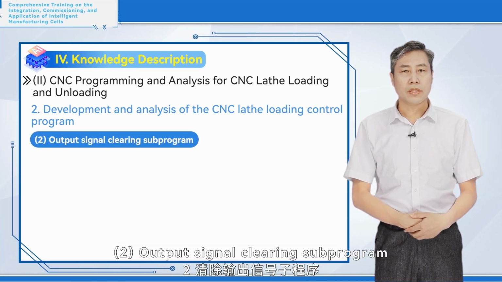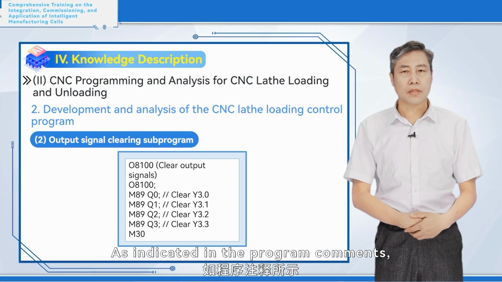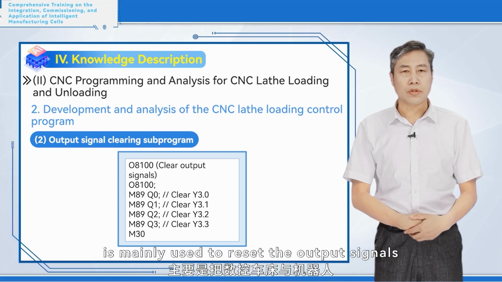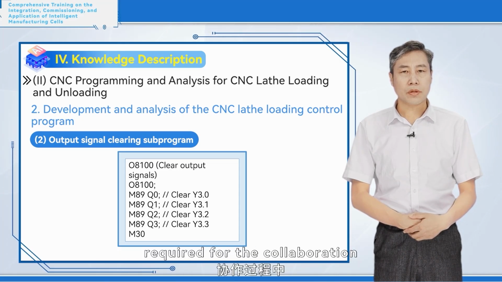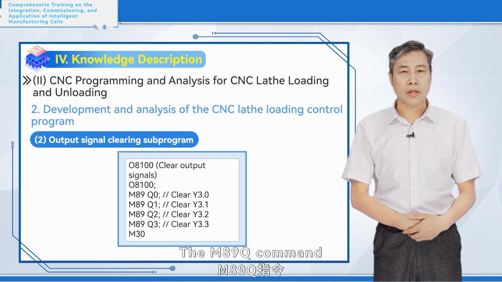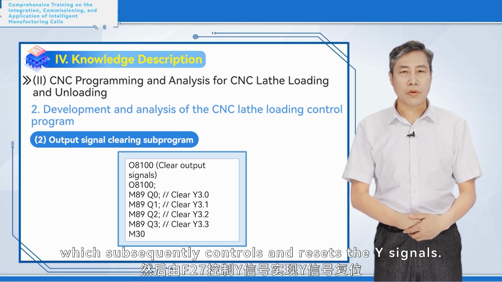2. Output signal clearing subprogram. As indicated in the program comments, the output signal clearing subprogram is mainly used to reset the output signals required for the collaboration between the CNC lathe and the robot. The M89Q command is used to control the PLC signal F27, which subsequently controls and resets the Y signals.